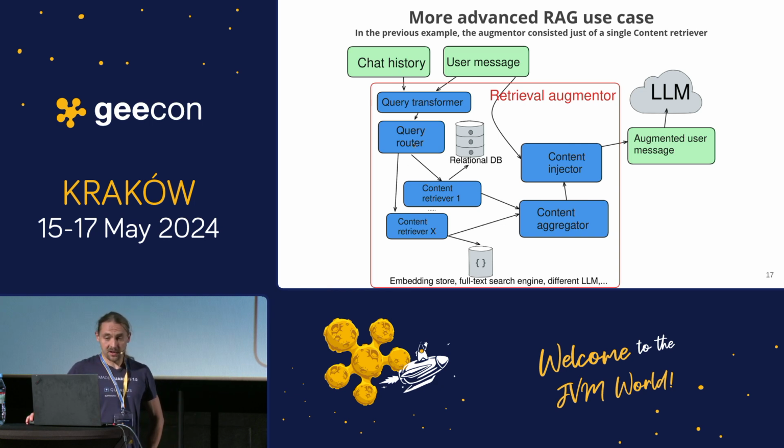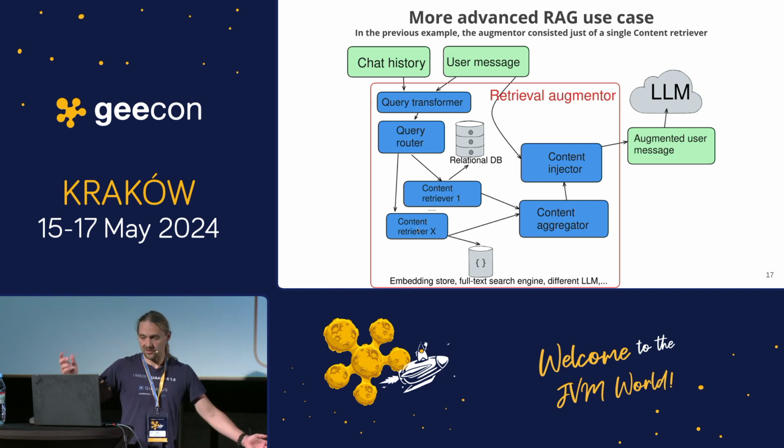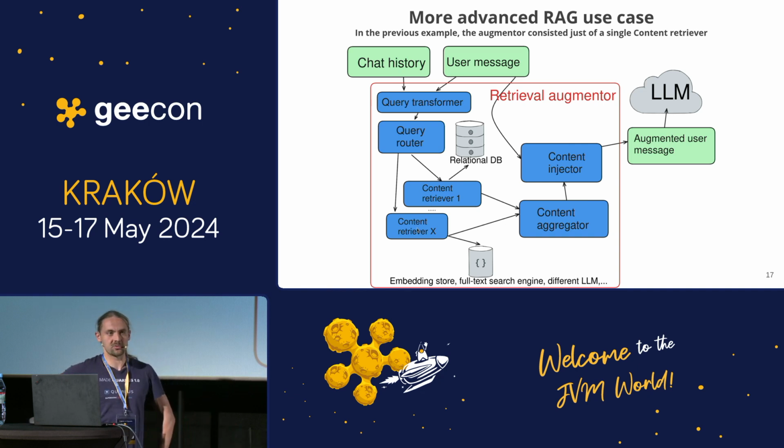Then you can route that through a query router to different content retrievers. Obviously, each content retriever can be a different type, so it doesn't have to use an embedding store. It can use whatever else, like a relational database, which I will show in a minute. It can use a different LLM. You can use a full text search engine, whatever. So you can use multiple content retrievers.